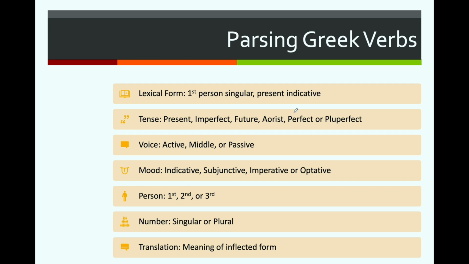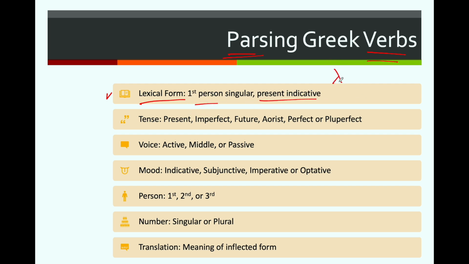Okay, next, I think we're getting to the end here. We want to talk about parsing. So I talked about parsing nouns, and now we're parsing verbs. So what are the key pieces of information that we need for parsing verbs? We need to know the lexical form. The lexical form is what is found in the dictionary, and it's the first person singular present indicative.